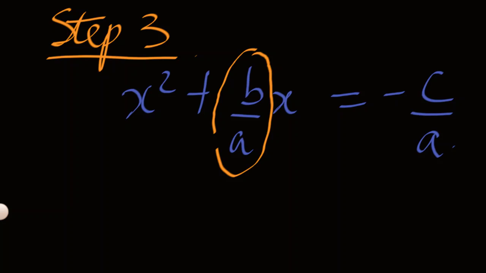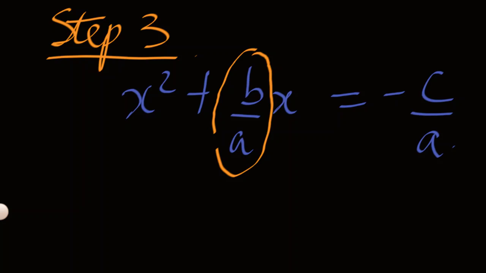If it was a numeral, an ordinary number, we would divide that by 2, and we square. We add to both sides of our equation. So in this case, it's b over a. If we divide b over a by 2, we get b over 2a. That's what the square of that is, what we're adding to both sides of our equation.